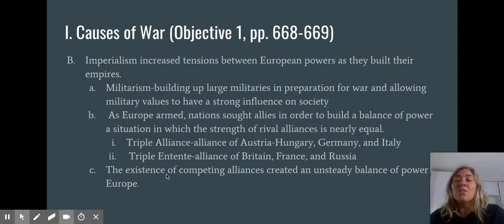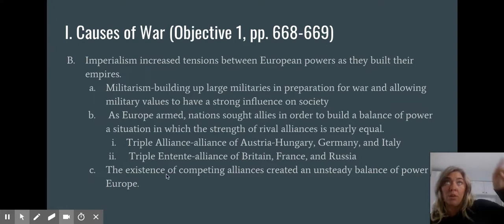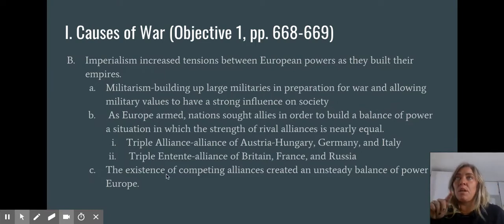So one side is called the Triple Alliance, and that's going to be made up of Austria-Hungary, Germany, and Italy. And then the other side is going to be called the Triple Entente, which is Britain, France, and Russia. Just to give you a heads up, it gets a little confusing because when the war actually starts and these sides are still really similar, their names kind of flip-flop. So the Triple Alliance becomes the Central Powers because they're in the middle of Europe, and then the Triple Entente becomes the Allies.